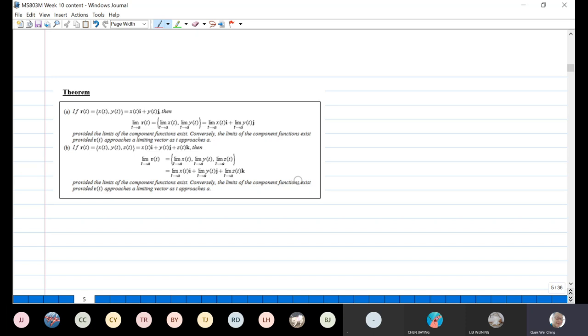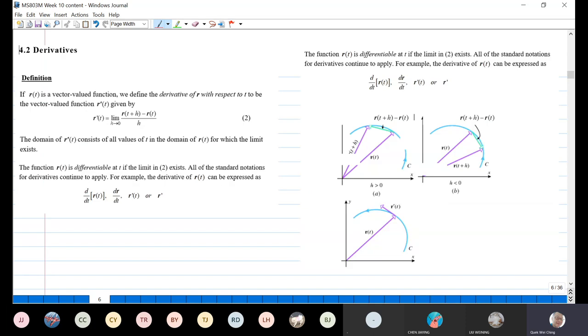So how do you find the derivative? The definition of the derivative is this one. It's on page 2 of the notes. So this is how you define the derivative function. It's very similar to the derivative of a function of one variable. So if you recall the one variable case, how do we define f prime of t?